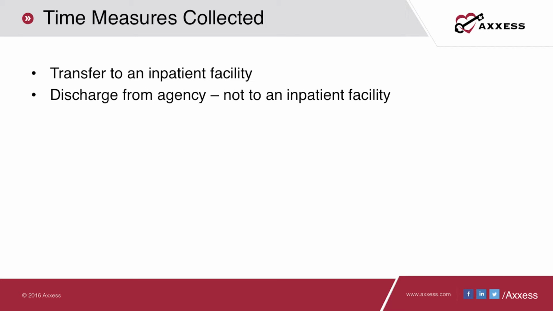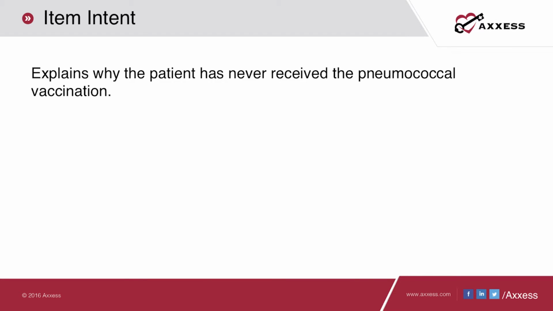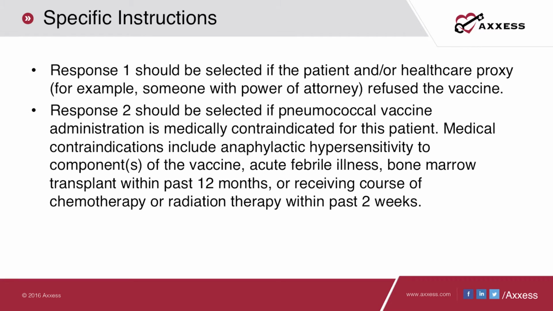The time measure in which this indicator is collected is transfer to an inpatient facility and discharge from agency OASIS. Medicare's intent for this indicator is to explain why the patient has never received a pneumonia vaccine. Response 1 is selected if the patient refused the vaccine.